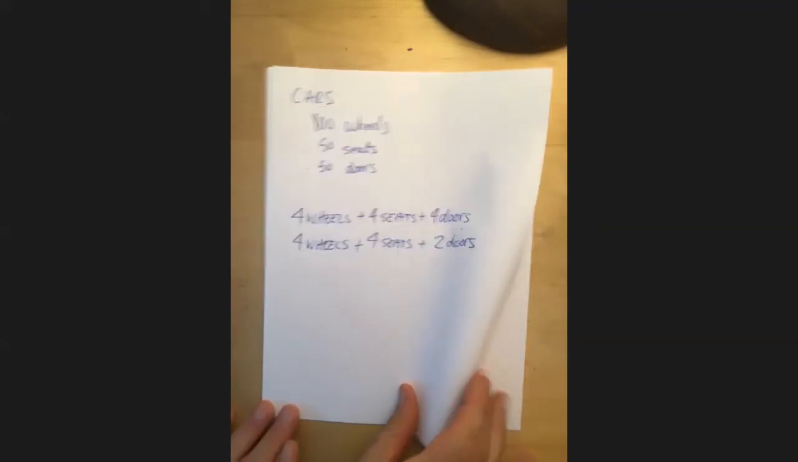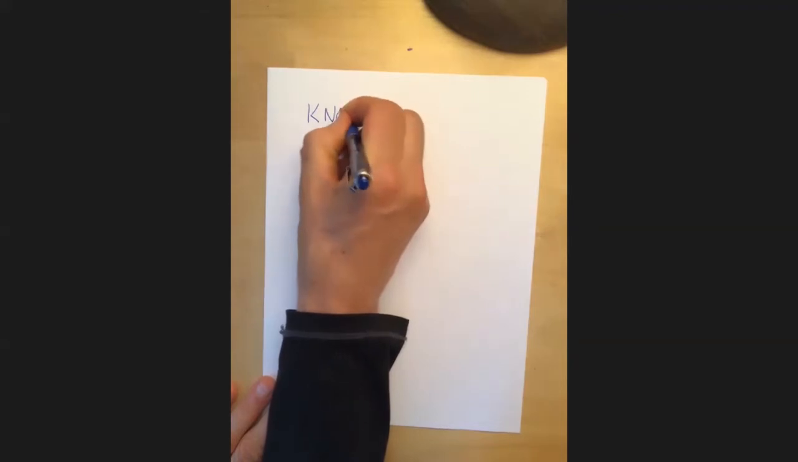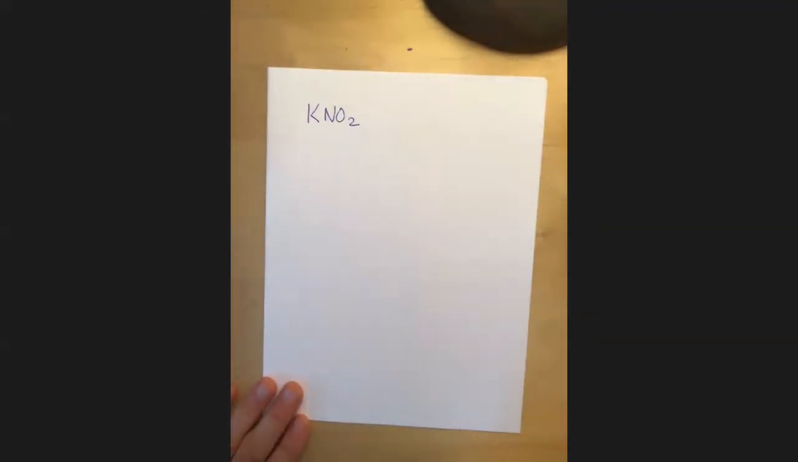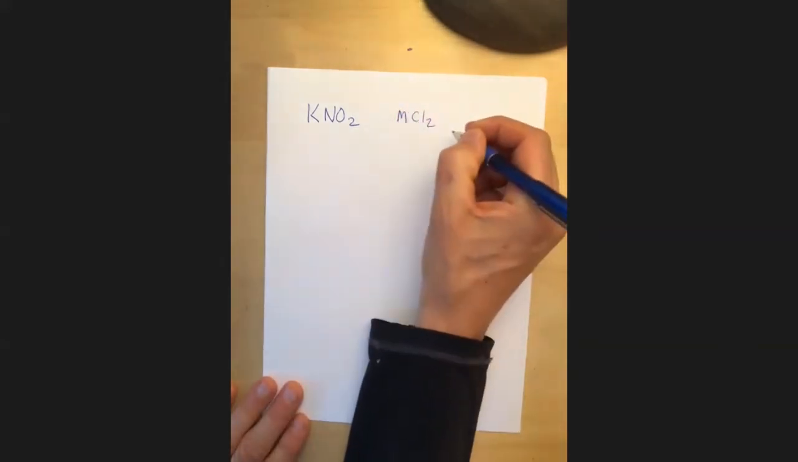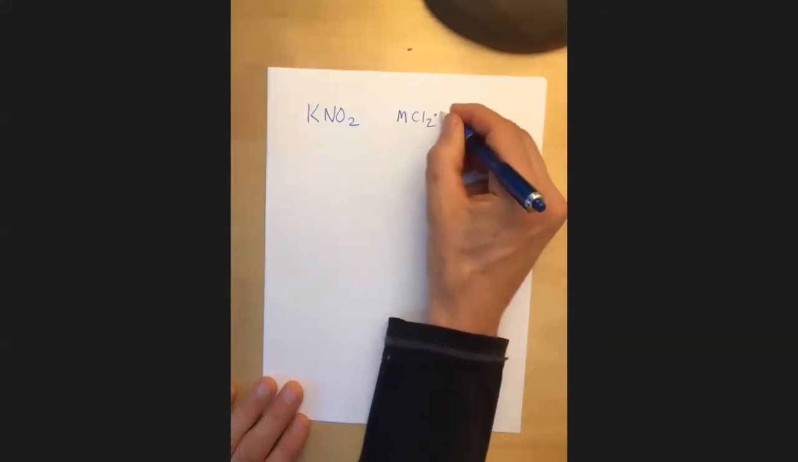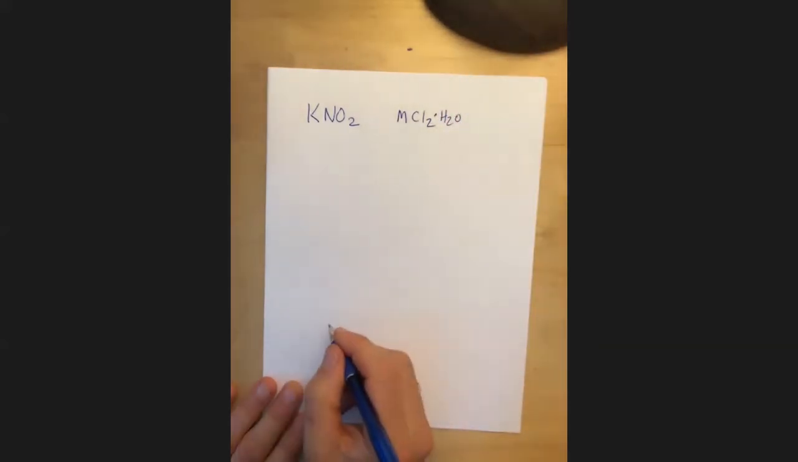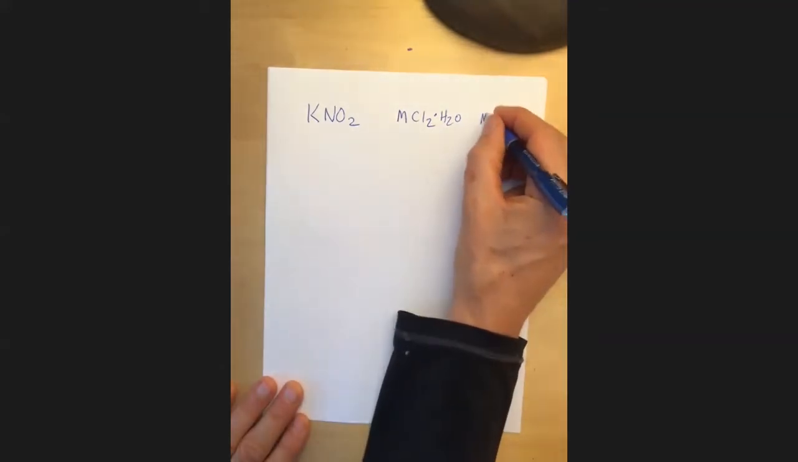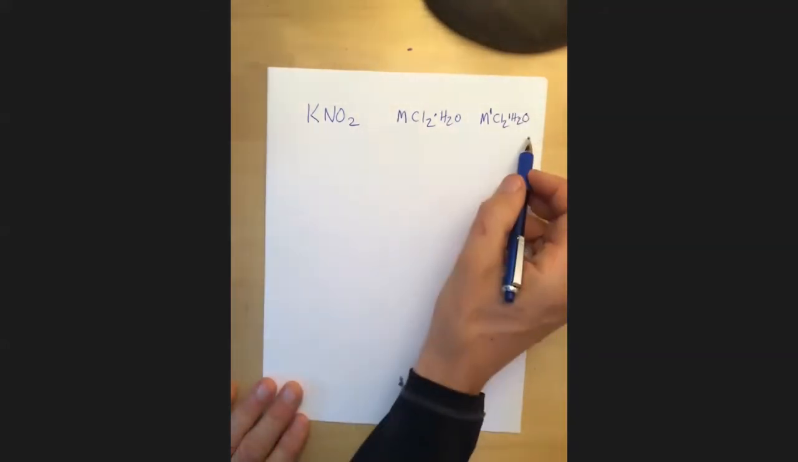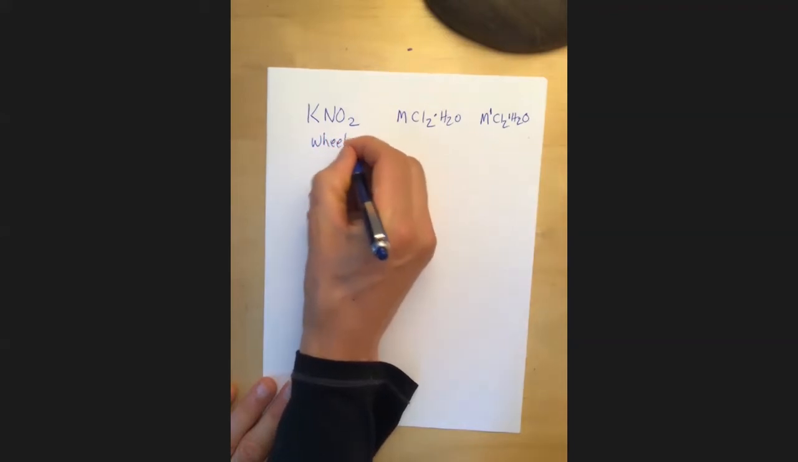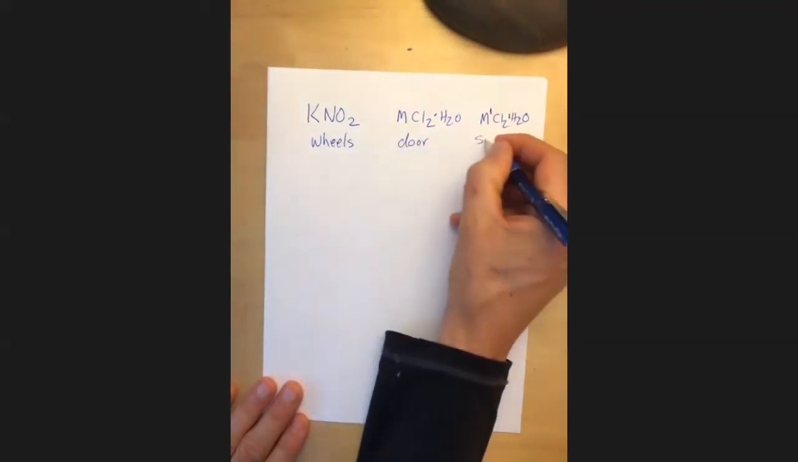So what we're going to do is everybody in the course is going to take potassium nitrate, and they're going to combine it with 2 different compounds. One of them is going to be some metal attached to chlorine, attached to some water molecules, and they're going to take some other metal that's also attached to chlorine and some water molecules, and they're going to combine those together. So it's like we have wheels, doors, and seats.